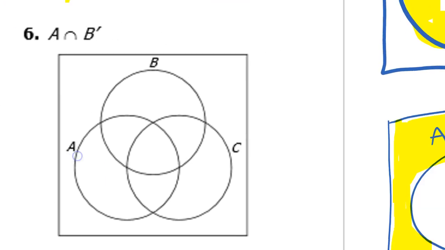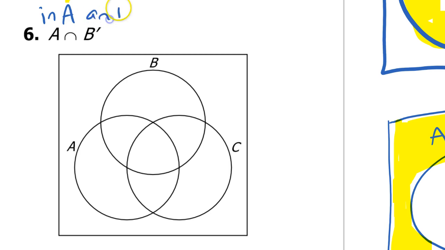Okay, take a look at problem number 6. We want the intersection of A and the complement of B. That means we want everything that is in A and at the same time not in B. Okay, what is in A but not in B?